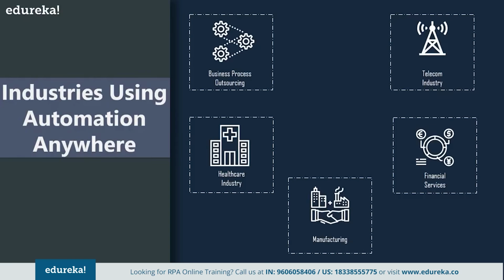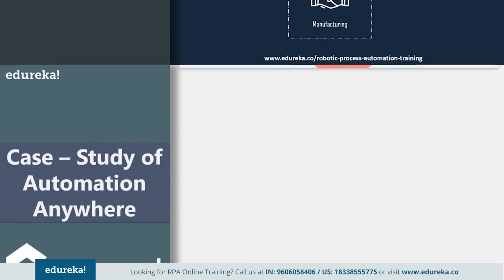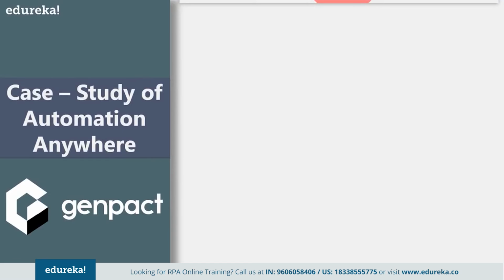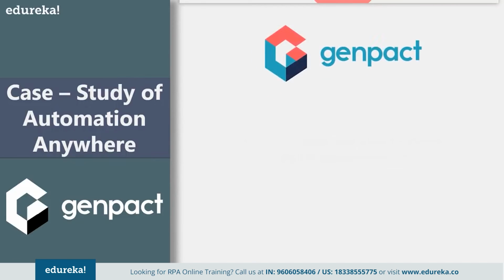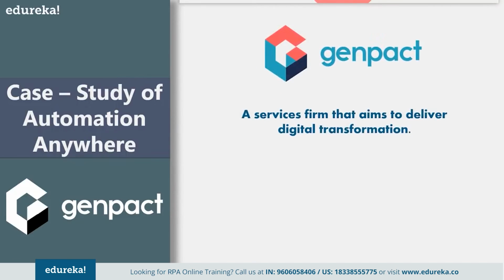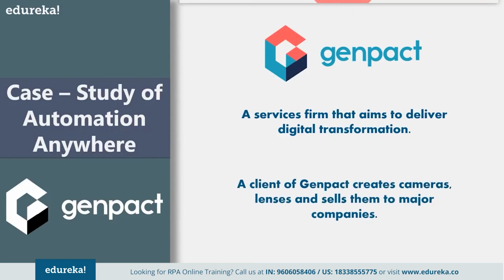Now, talking about industries, let me next show you a company case study where a company started using Automation Anywhere and benefited from it. The company I'm going to talk about is Genpact. Genpact is a services firm that aims to deliver digital transformation. A client of Genpact creates cameras and lenses and sells them to major companies.